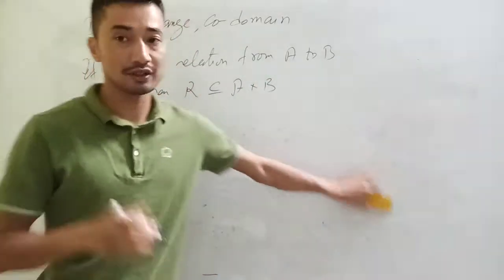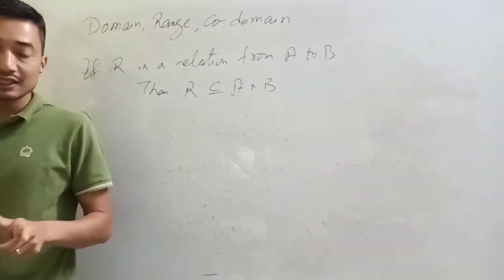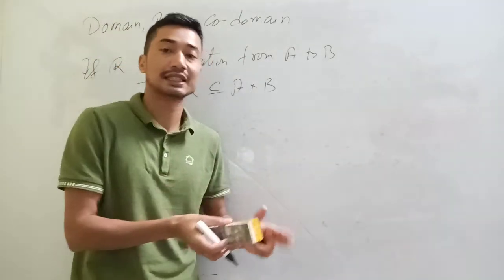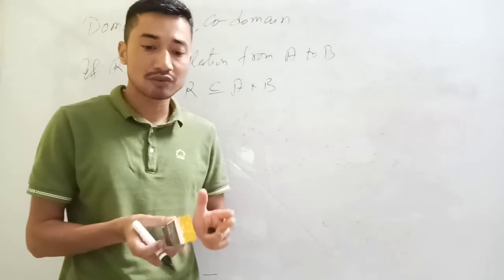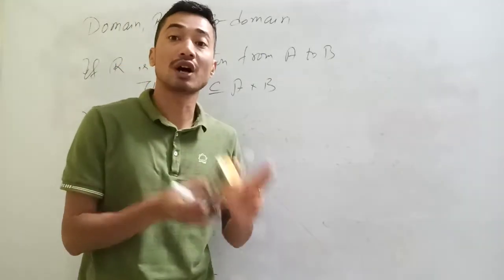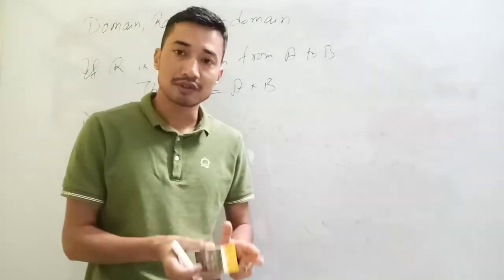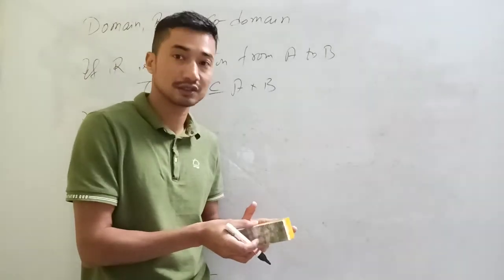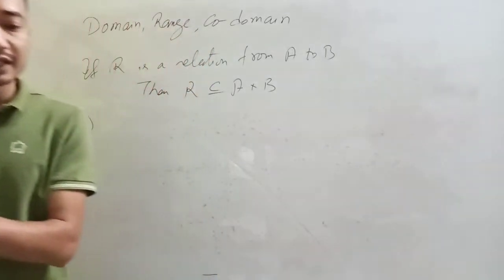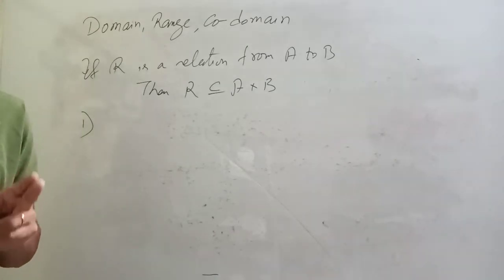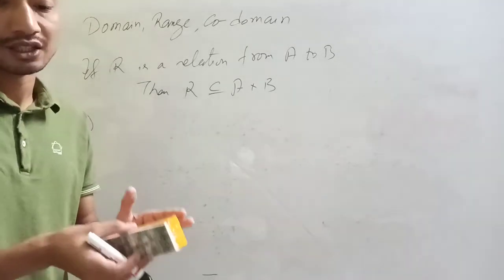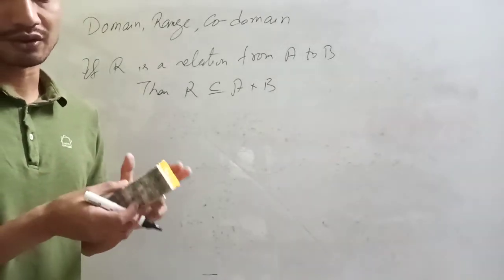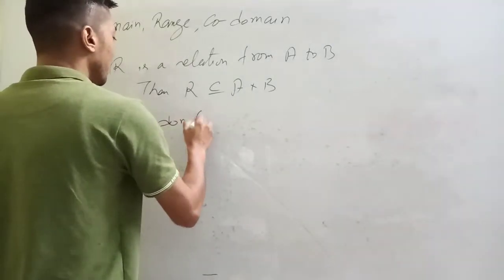Domain means, please write down as I will dictate, the set of all first coordinates of elements of R. The set of all first coordinates of elements of R is called the domain of R, and it is denoted by domain of R.